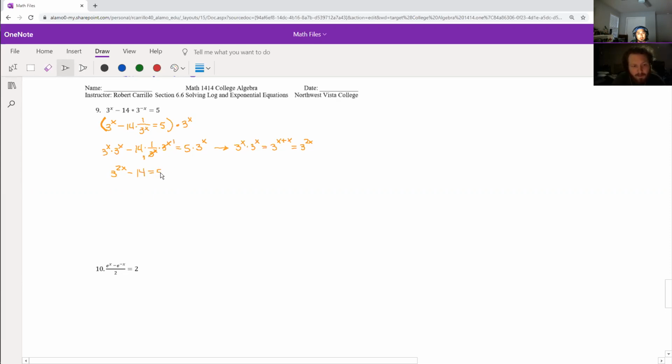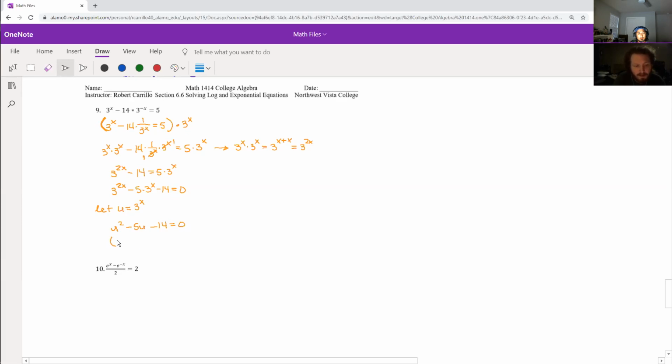And this will equal 5 times 3 to the x. I'm going to subtract this 5 times 3 to the x over to the other side. We get 3 to the 2x minus 5 times 3 to the x minus 14 equals 0. All right, so now we have a u sub. So let's let u equal 3 to the x. So we get u squared minus 5u minus 14 equals 0.